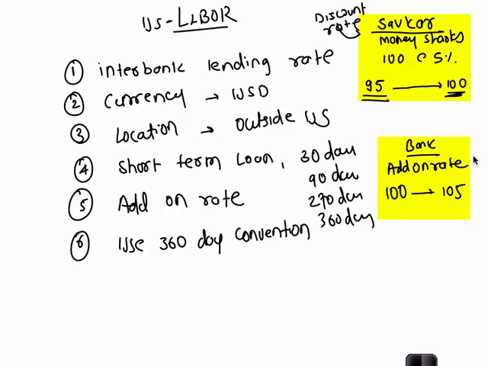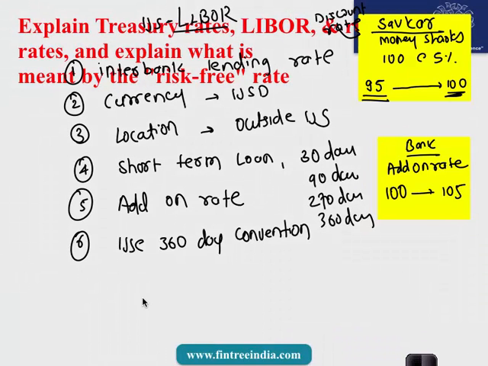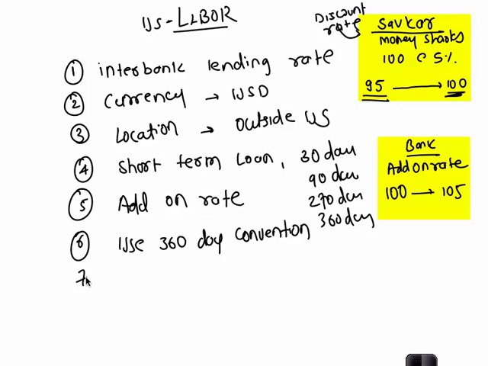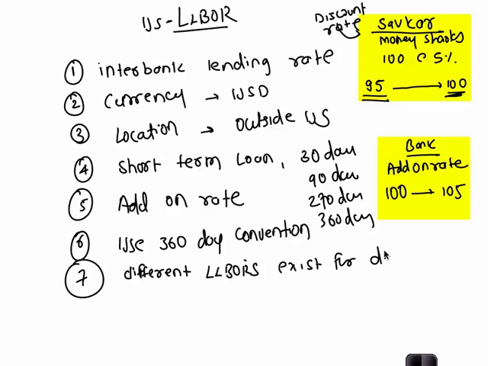So how does LIBOR typically work? In fact, just add up one point to our list. I'm sure you know this point, but just to make things easier for us later on, different LIBORs exist for different maturities. Okay, so how does the numerical work on this?